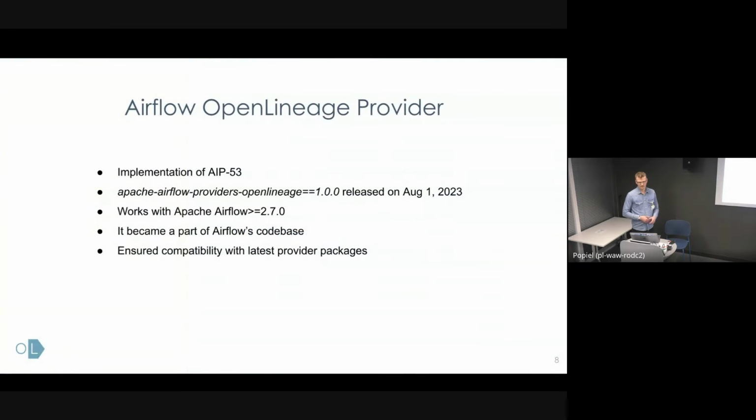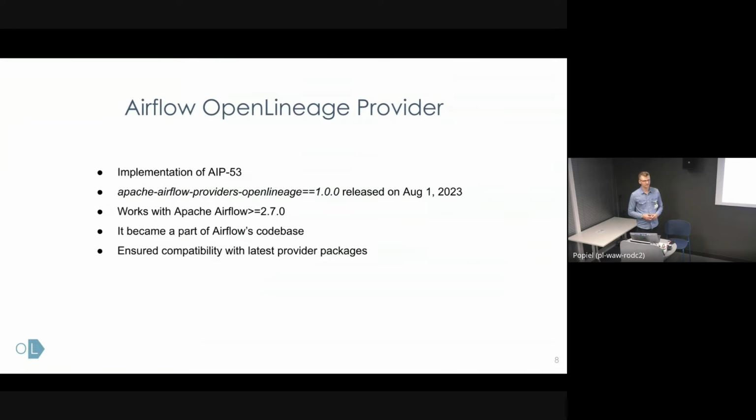So before I propose a solution to the problem, I want to shortly talk about the current state of OpenLineage in Airflow. The first version of the OpenLineage provider was released on August 1st this year. It's an implementation of AIP 53 proposed by Julien Le Dem, and it works with Apache Airflow 2.7 and greater.